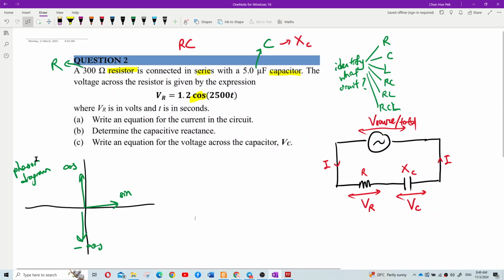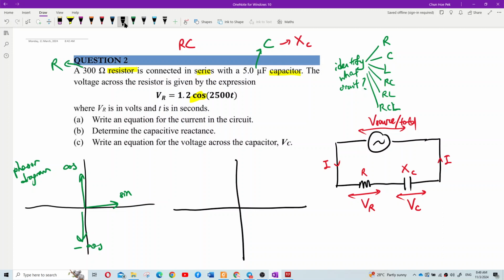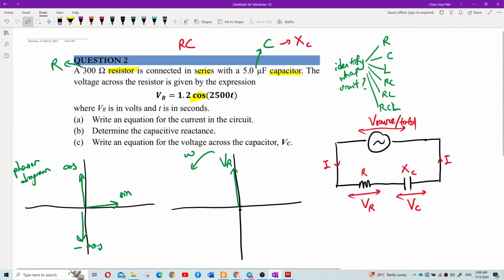Okay, so based on what we have learned about phasor diagram, this is sine, this is cos, negative cos. So let's adjust to this phasor diagram ya. Okay, so look at here. Sorry, redraw again. Okay. So now your VR dekat atas. Remember this is anti-clockwise rotation. So kalau anti-clockwise, yang leading mesti di depan.